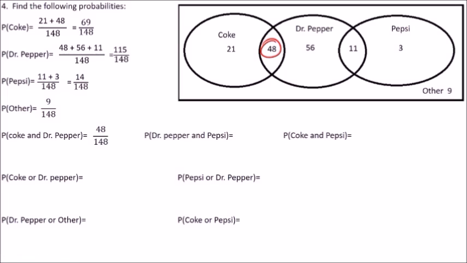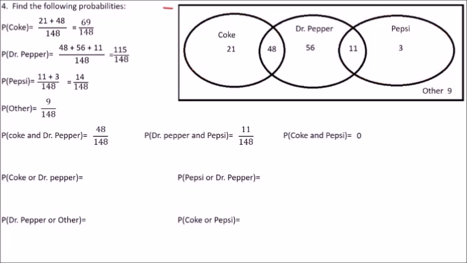Dr. Pepper and Pepsi. The only people that like Dr. Pepper and Pepsi are those 11 right there. So my probability would be 11 out of 148. For Coke and Pepsi, I'm looking at Coke is way over here. Pepsi is way over here. Those 2 circles do not overlap at all. So there are no people in there that like both Coke and Pepsi. So its probability would be 0 people out of 148, or a probability of just 0.